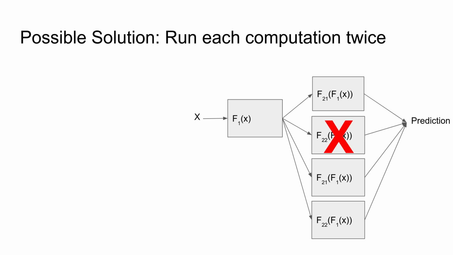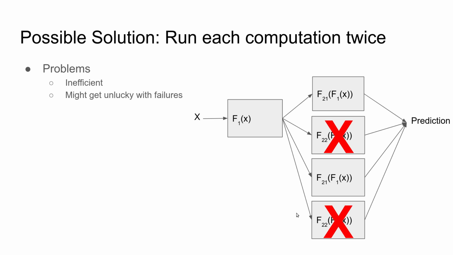There are some problems with doing this, though. First, it's inefficient. For this stage, we're using twice the number of FPGAs than were strictly necessary. We also might get unlucky with failures. If two FPGAs that were running the same computation fail, now we have no way of making our prediction because there were no FPGAs that succeeded at getting this value.